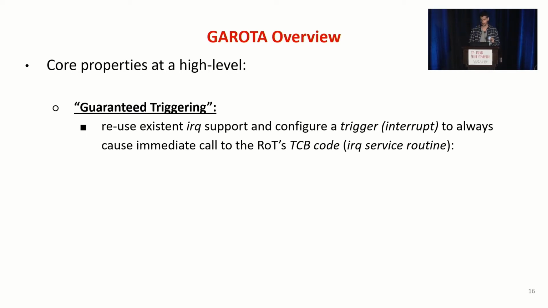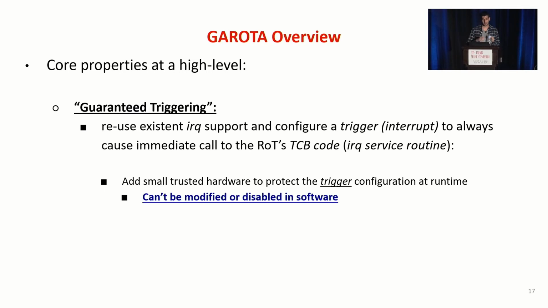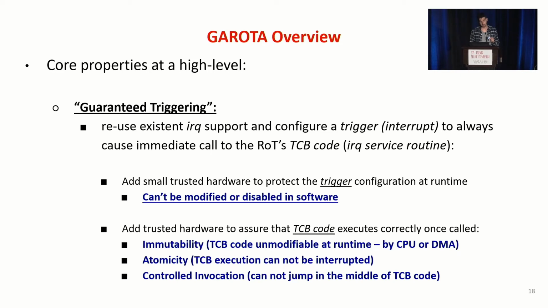interrupt service routine task. And then on top of that, if you want to configure a trigger, you can configure it in the same way you configure a normal interrupt, but on top of that, we add trusted hardware to protect this configuration. So this configuration involves, for example, interrupt vector tables, interrupt configuration registers, and so on. And we add trusted hardware to make sure that these configurations cannot be modified at runtime by the untrusted part of the software, anything that's outside the root of trust TCB. And besides that, this means that whenever the trigger happens, it will call the TCB code.